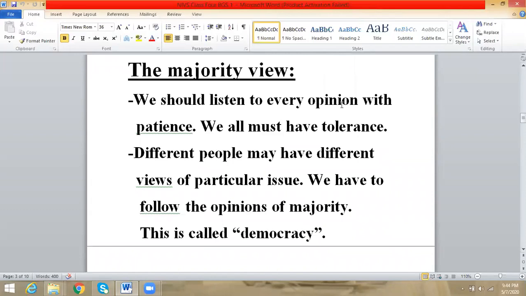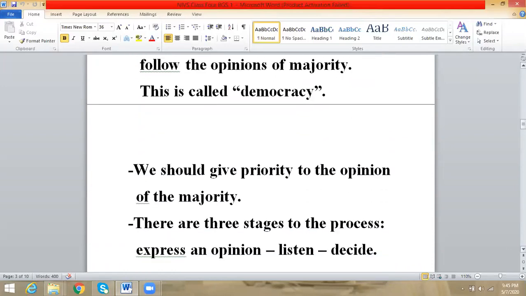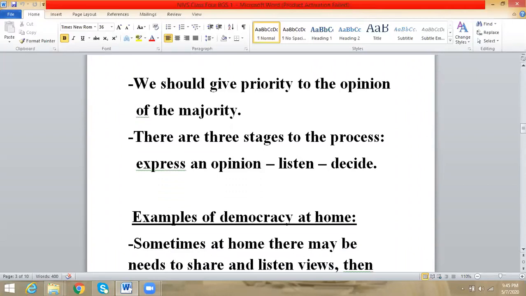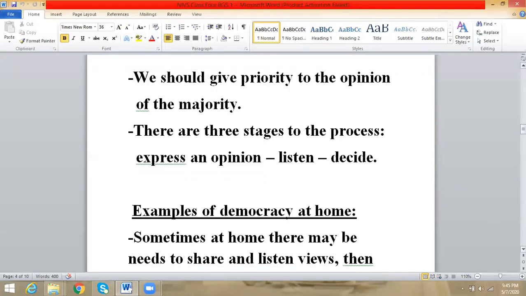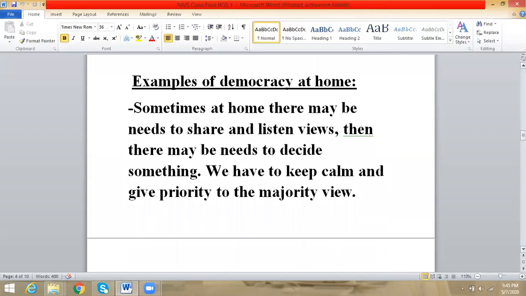We should listen to every opinion with patience. We all must have tolerance. Different people may have different views on a particular issue. We have to follow the opinion of the majority. This is called democracy. So tolerance, the majority view, and democracy are all correlated with each other. We should give priority to the opinion of the majority. There are 3 stages to the process: express an opinion, listen, decide.